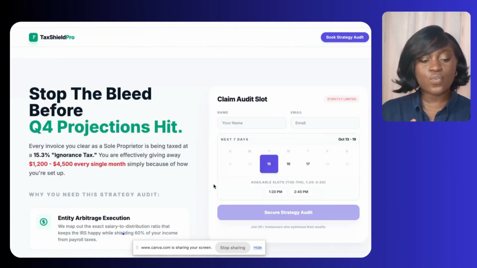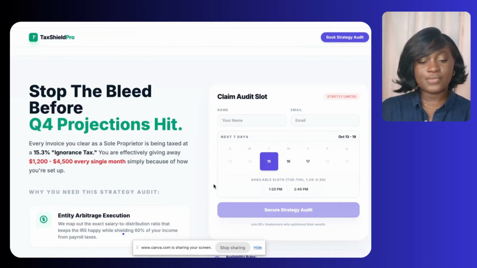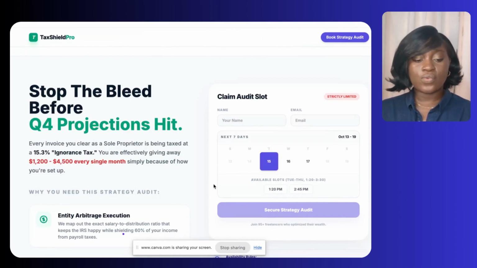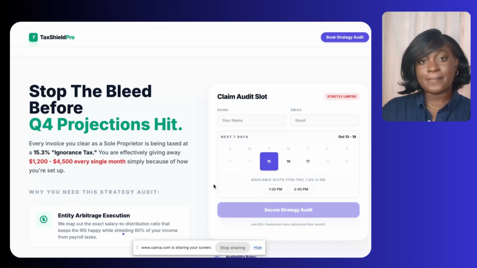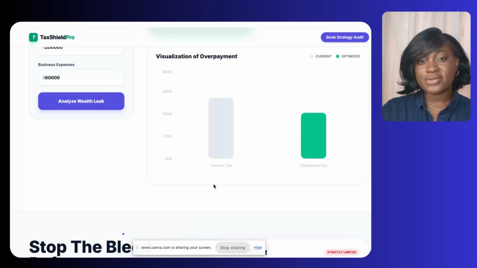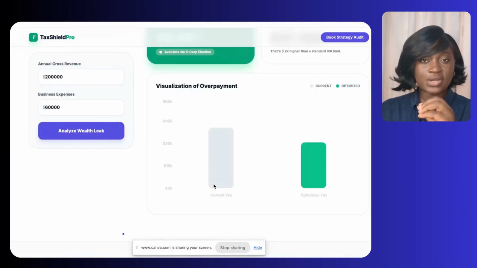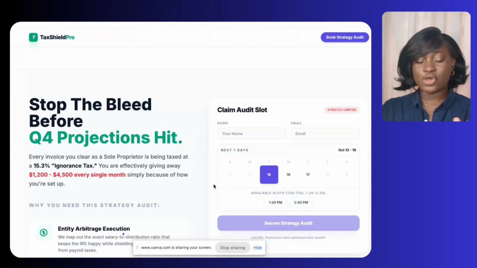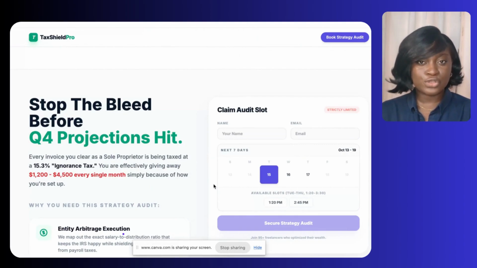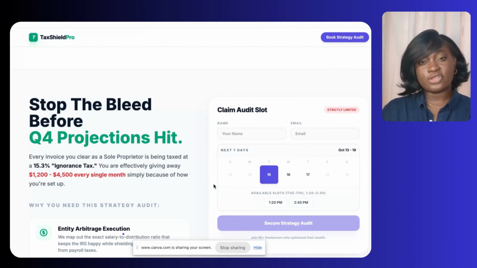Then we come to this section with a further analysis telling them they're being taxed at 15.3%, an ignorance tax, and they're effectively giving away this particular amount every month because of how they're set up. So it's not only telling them the amounts they could recover under the particular setup, but also how much they're overpaying every single month, and why. So there is a deep analysis into the problem the freelancer or digital entrepreneur is facing. This helps build another level of trust for the freelancer.